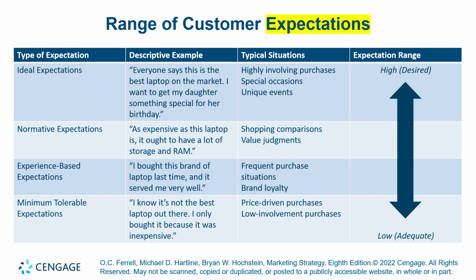Normative expectations, for example: as expensive as this laptop is, it ought to have a lot of storage and RAM, random access memory. So that's normative expectations. What kind of situations? Shopping comparisons and value judgments are the typical situations where such normal expectations may take place.